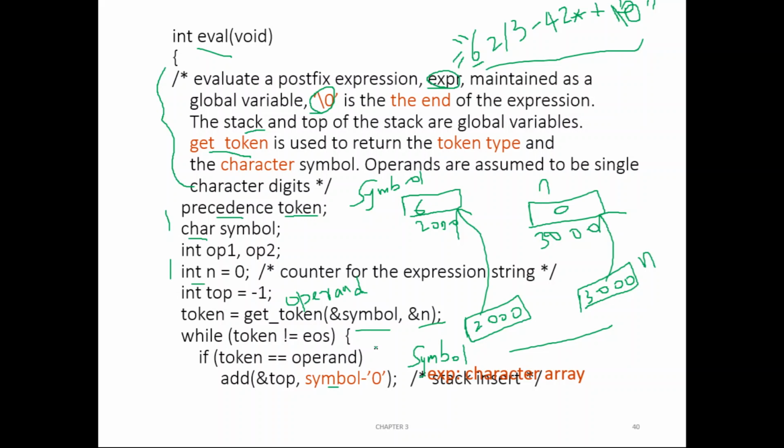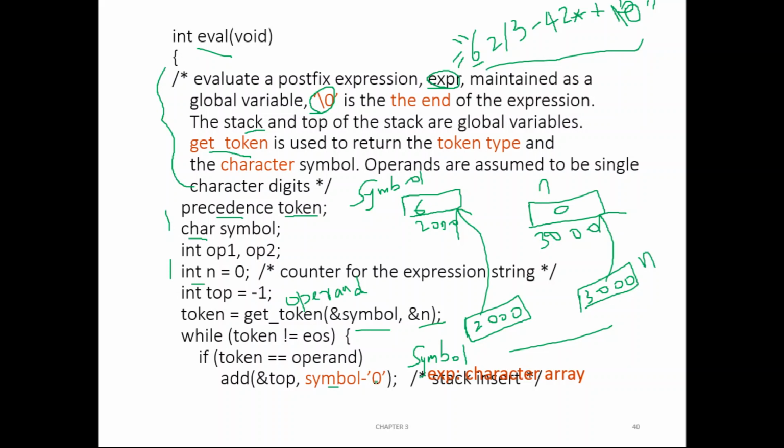So the ASCII value of... from there you can calculate the ASCII value of 6. Okay. So if the ASCII value of 0 is 48, then the ASCII value of 6 is 54. So what it is doing is, symbol is nothing but 6, the character 6. Okay. ASCII value of 6 is 54.